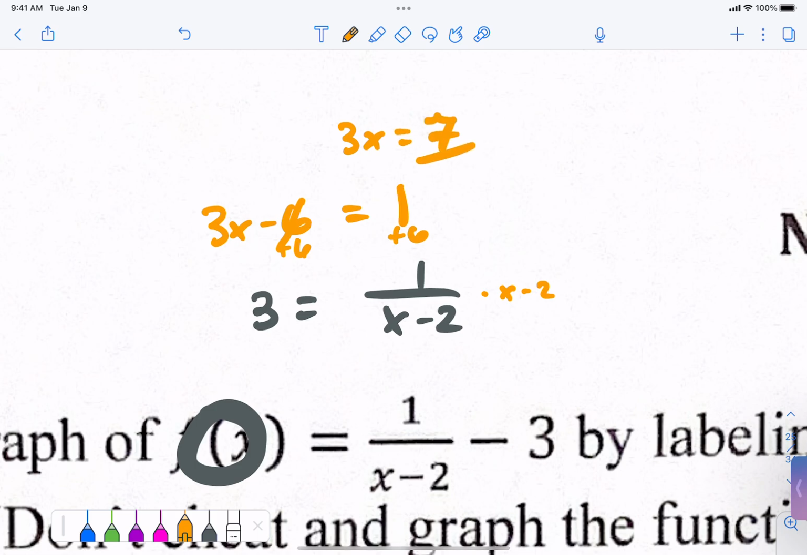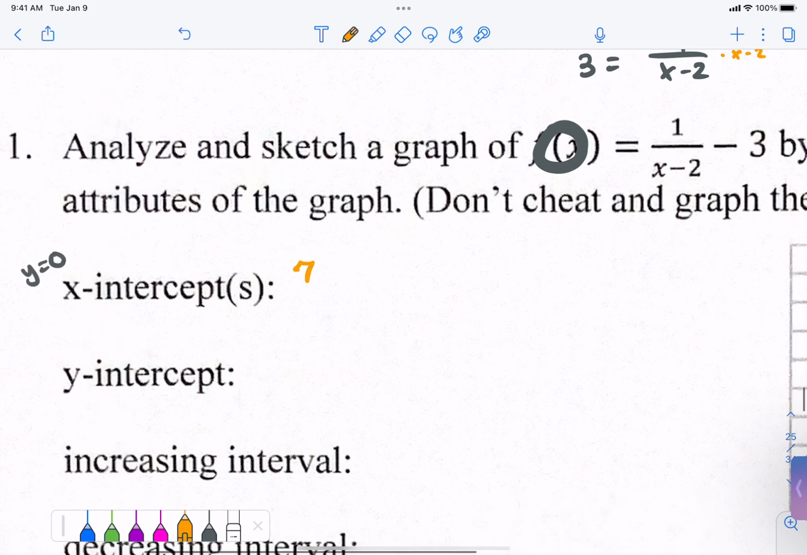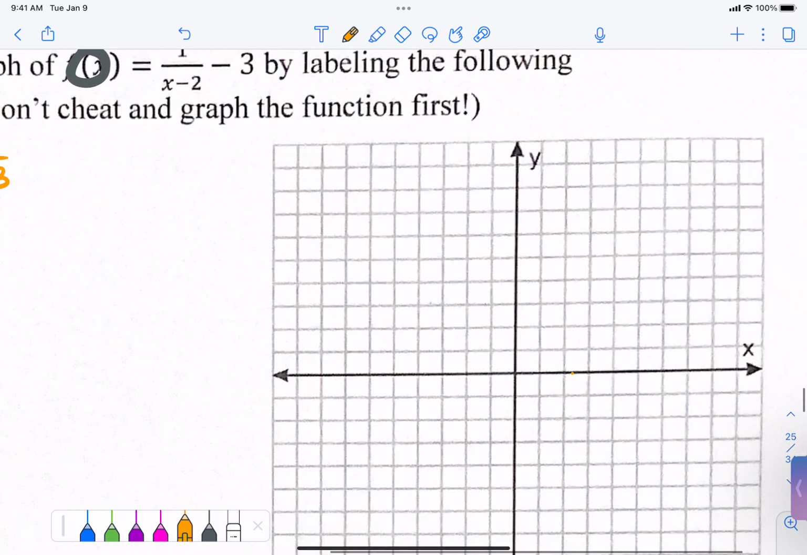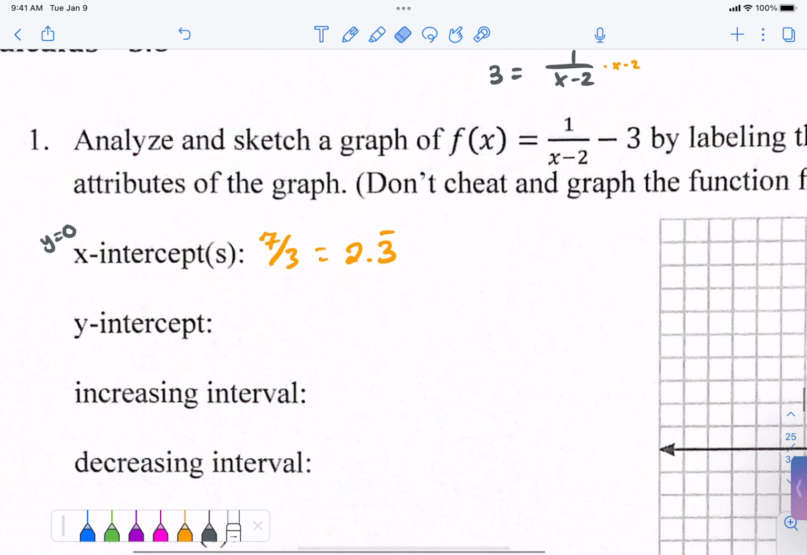And my x-intercept is going to be 7 over 3, or 2.3 repeating. I can't math. Okay, so I have an x-intercept at 2.3 repeating. I'm going to put him right there as a little dot. The y-intercept, this one's easier-ish, probably. Plug 0 in for x.